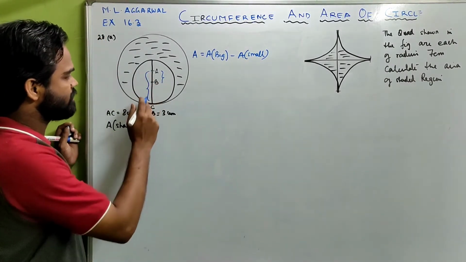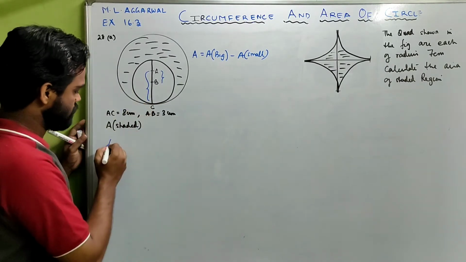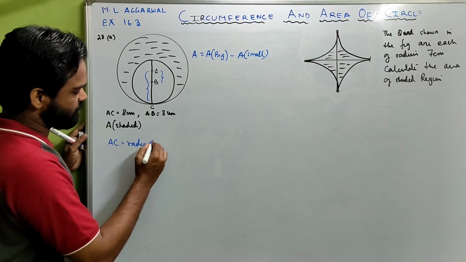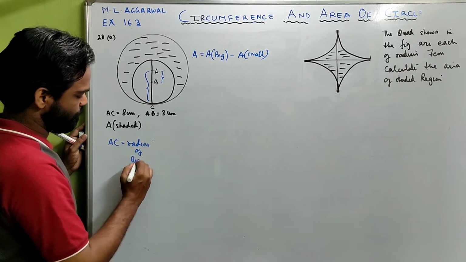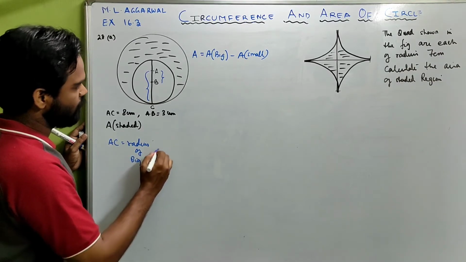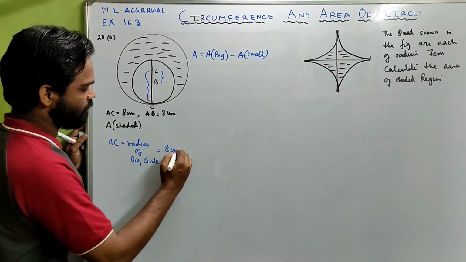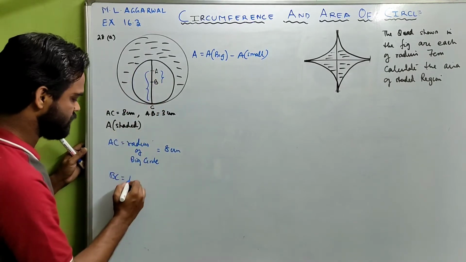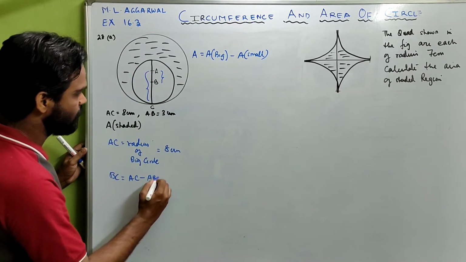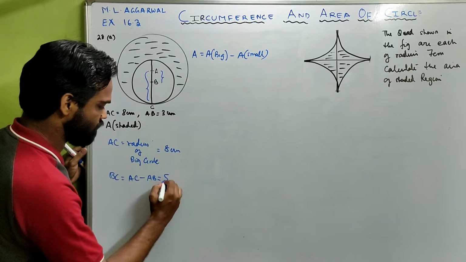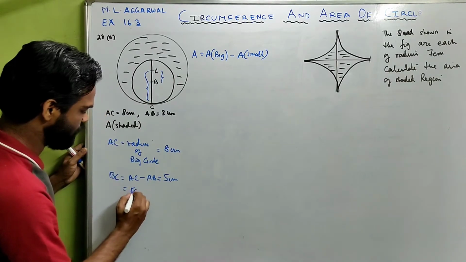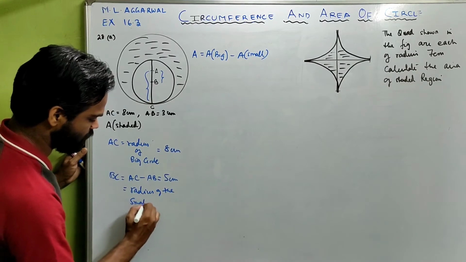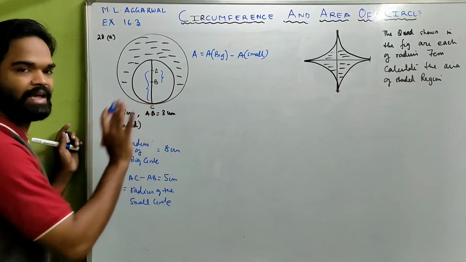Now, AC is the radius. AC is the radius for the big circle. Radius of big circle, isn't it? So AC is 8 centimeter, and BC, definitely BC is AC minus AB, which is 8 minus 3, that's 5 centimeter. This is the radius of the small circle drawn over here, isn't it? Just look at the diagram carefully.